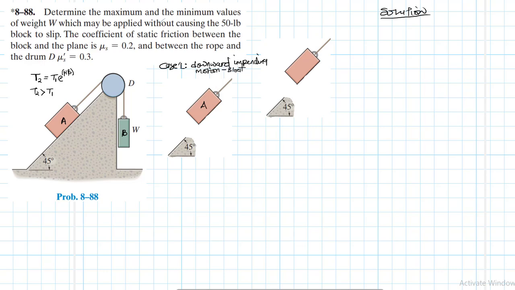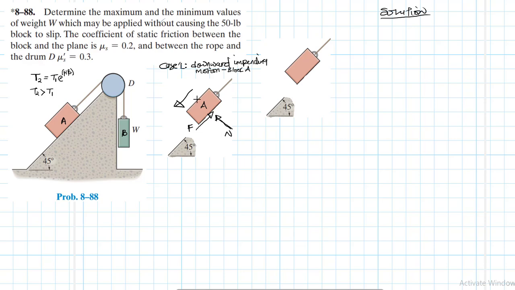So there is this tendency for block A to move downwards. It is pulling block B, or it has a tendency to pull on block B. If this is the case, then we expect some friction in the opposite direction. So we are assuming that it tends to move in this direction, downwards. Therefore, we are going to assume our friction is like this, and then we have our normal force in that manner.